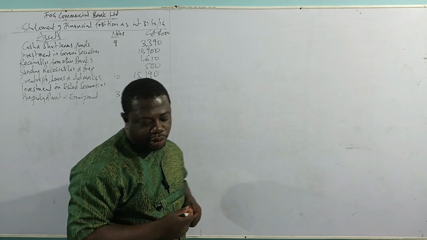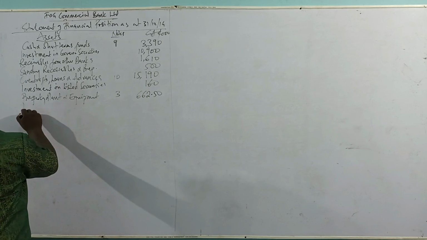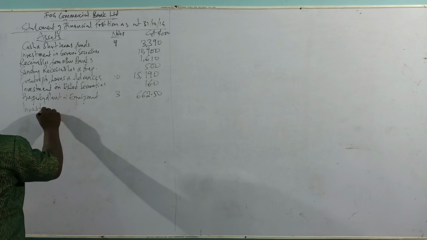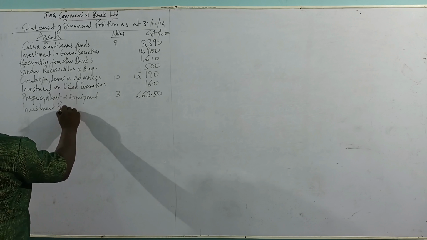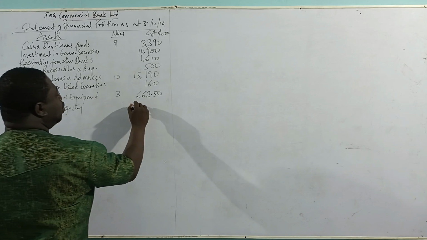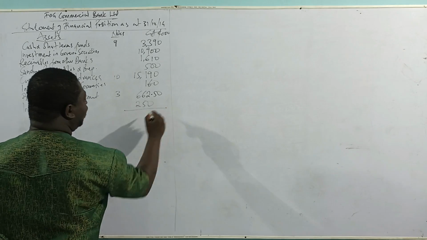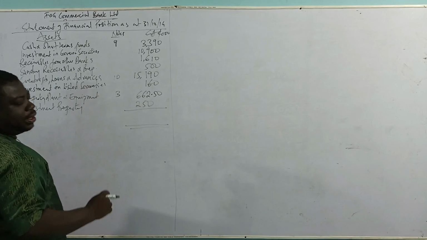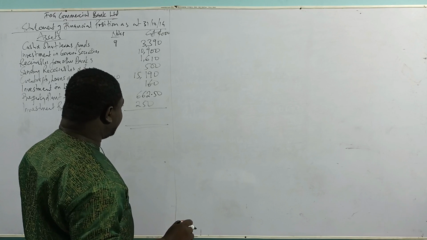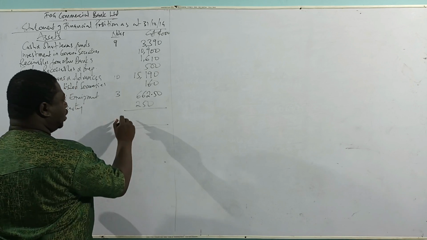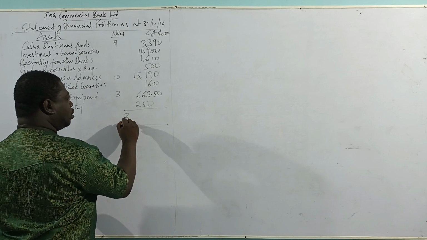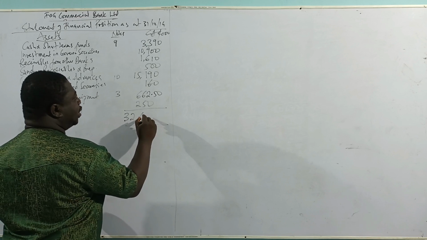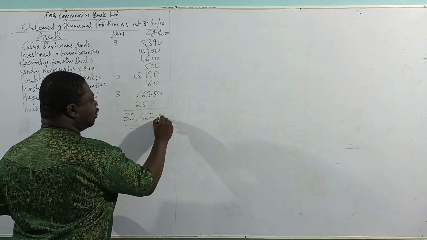And then finally, we look at the investment property. The investment property was revalued upwards to 250. So we bring the new fair value. So now we have our total assets. Total asset to be 32,662.5.